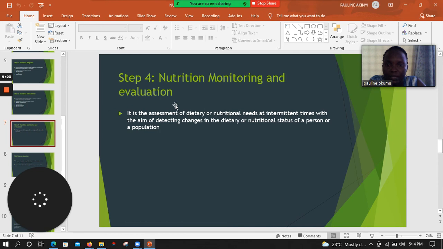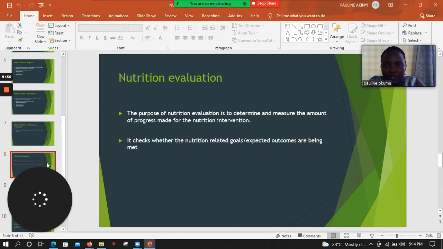Then the last step in the nutrition care process, we have monitoring and evaluation. And basically this is now checking for changes that can occur after providing an intervention. We determine or measure the amount of progress made for the nutrition intervention. Is the client recovering, or is the client not recovering? If the client is not recovering, we look for the next plan of action that will be suitable for the client. If the client is recovering, then that is okay. So that is what monitoring and evaluation is all about.